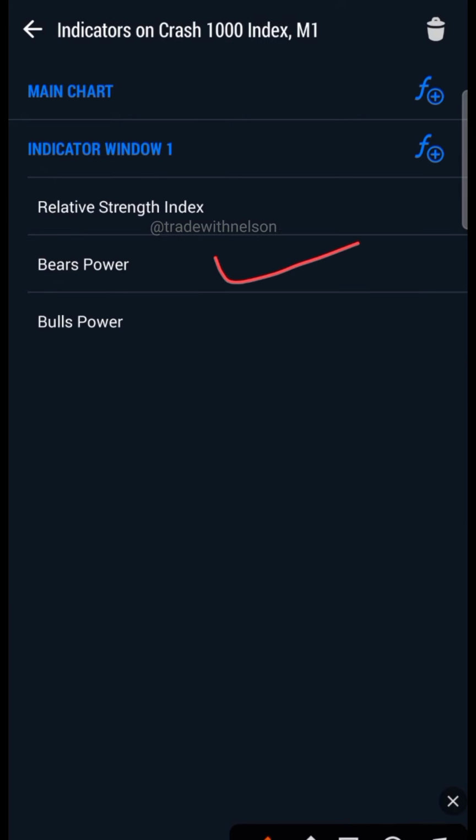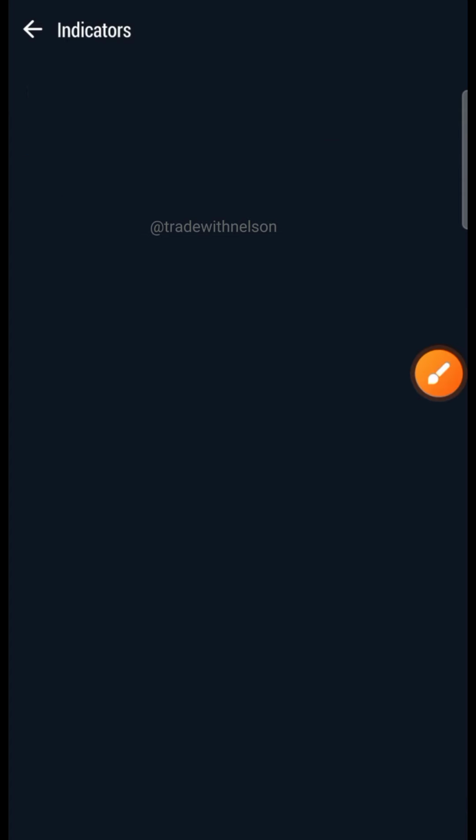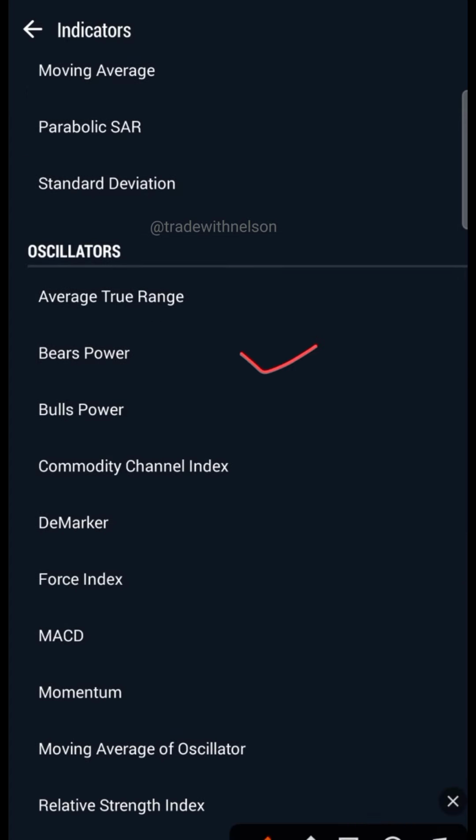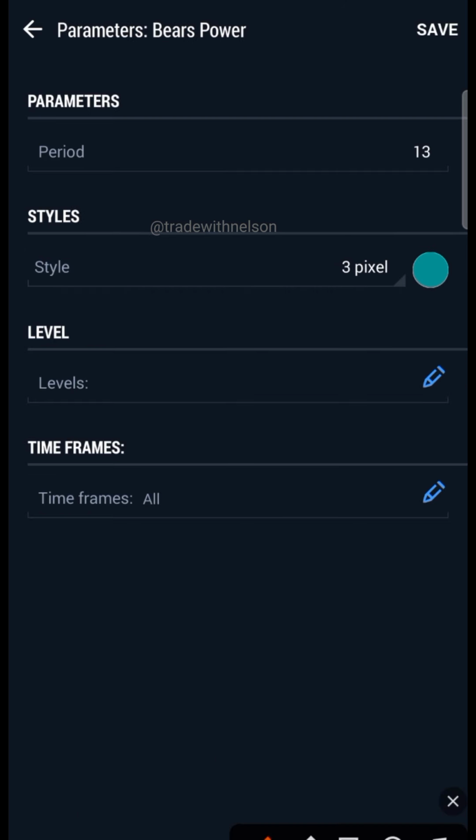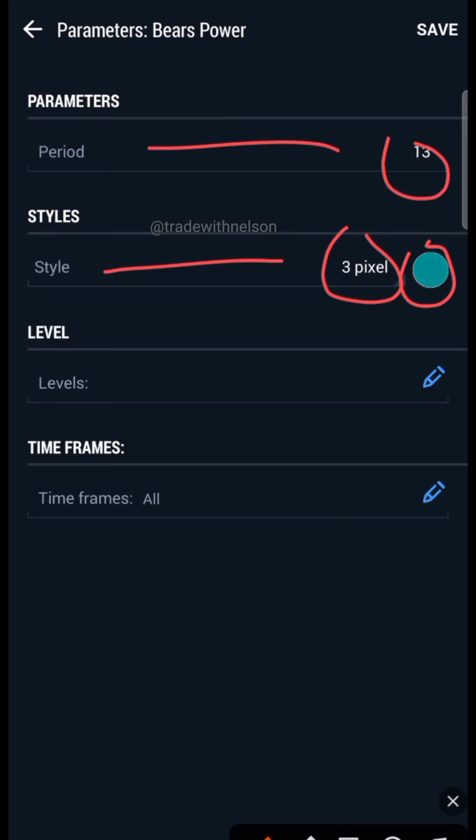To select the bear power, which is the second indicator, click on the F icon on the indicators Windows 1. This is bear power. Make your period 13, style 3 pixel, select a color of your choice, but here I'll be using green. Then after that you click on save.